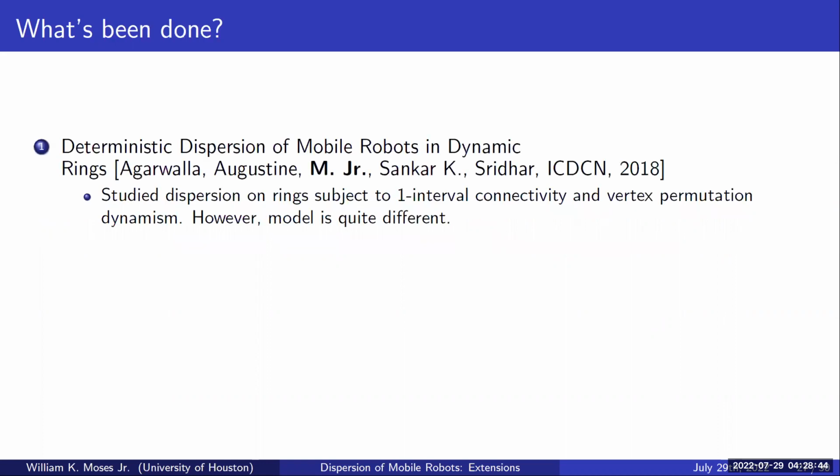So when we come to what's been done, Agarwal, Augustine, myself, Shankar K, and Sridhar, we looked at deterministic dispersion in dynamic rings. We looked specifically at one interval connectivity and something we call vertex permutation dynamism. But the model was a bit different, because up to now, most of these robots talk to one another. In this particular paper, we switched it up and we just had robots take a global view of the ring, and they were not allowed to talk to each other.